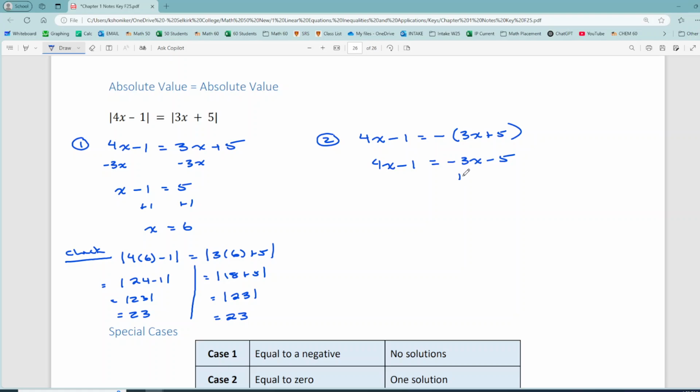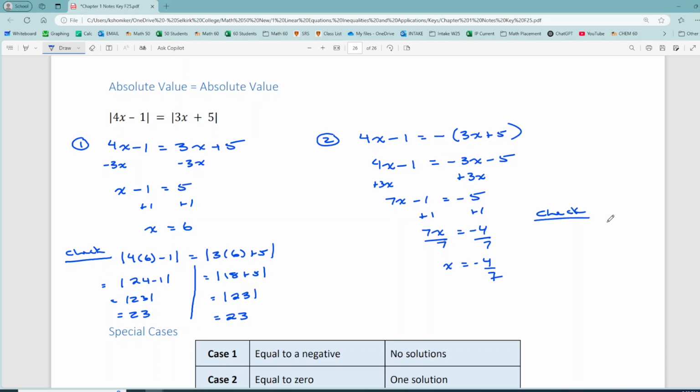Now when I go to solve this, I'm going to add 3x to each side. I end up with 7x minus 1 is equal to negative 5. I'm going to add 1 to each side. I'm going to end up with 7x is equal to negative 4. And I'm going to divide both sides by 7, and I get x is equal to negative 4 sevenths. Not every answer is pretty. Okay, and now we're going to check this and we're going to see what happens.